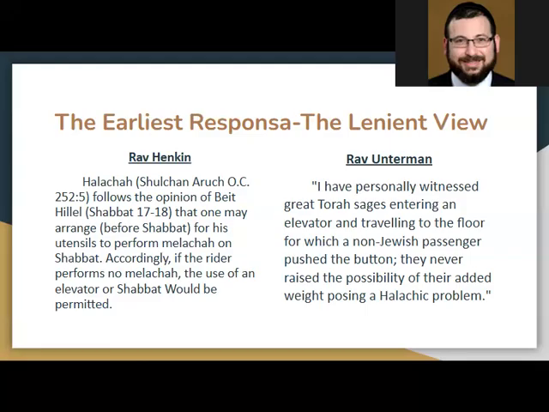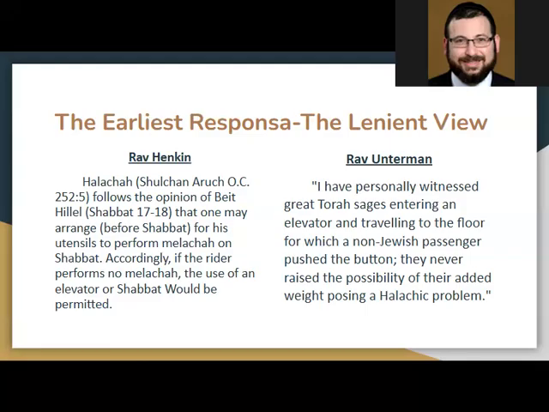Now, Rav Unterman actually added, and I'm quoting over here, I have personally witnessed great Torah sages entering an elevator and traveling to the floor for which a non-Jewish passenger pushed the button. They never raised the possibility of their added weight posing a halachic problem. So it seems that they are of the opinion that simply being present and simply having weight, maybe it affects the elevator, maybe it doesn't affect the elevator.